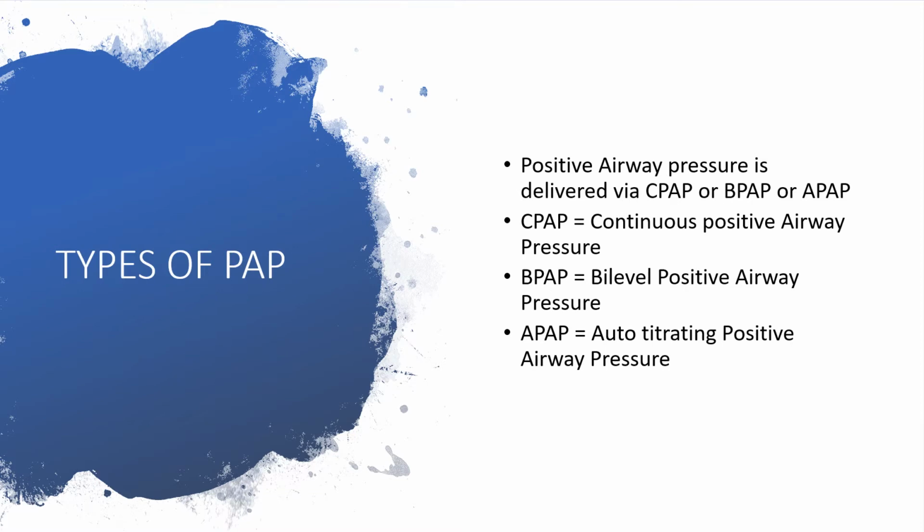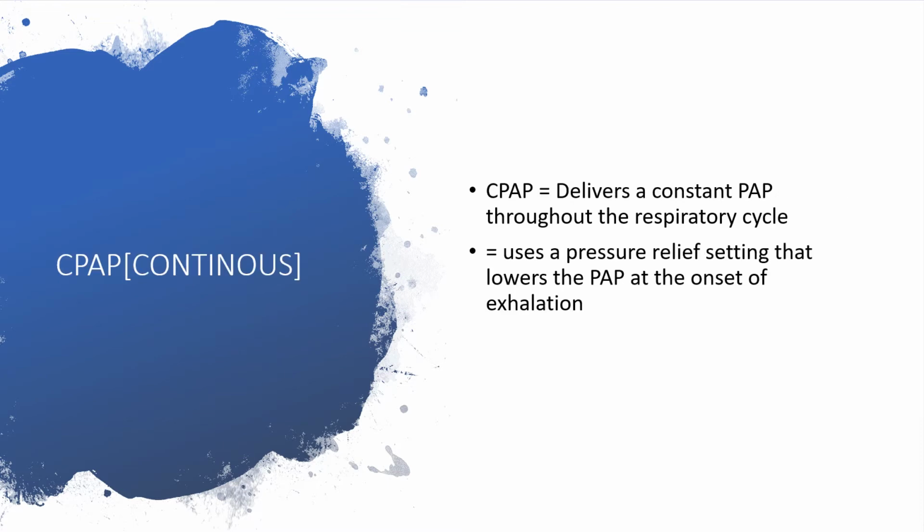What are the types of positive airway pressure? It could be delivered via continuous positive airway pressure, bilevel positive airway pressure, and auto-titrating positive airway pressure. One example of positive airway pressure is continuous positive airway pressure. That delivers a constant positive airway pressure throughout the respiratory cycle. It uses a pressure relief setting that lowers the positive airway pressure at the onset of exhalation.